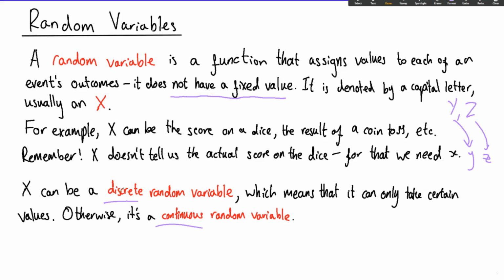Just because it's discrete, it doesn't mean that it's always integer values. For example, you could have a spinner with values 1, 2, 3, and 4.5, and that would still be discrete because it can only assume those 4 values. So that's the difference between discrete and continuous random variables. In this video, we're only going to deal with discrete random variables, but later on in year 2, you will learn about the normal distribution, which uses continuous random variables.